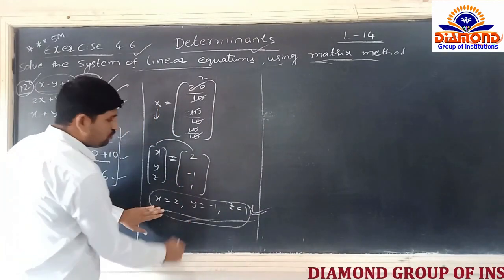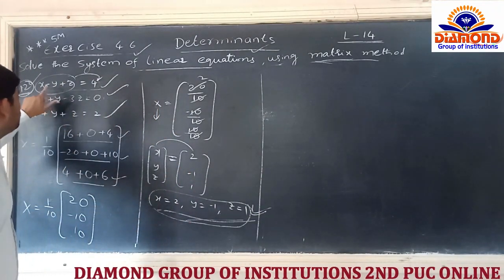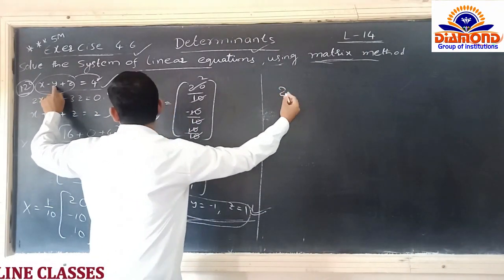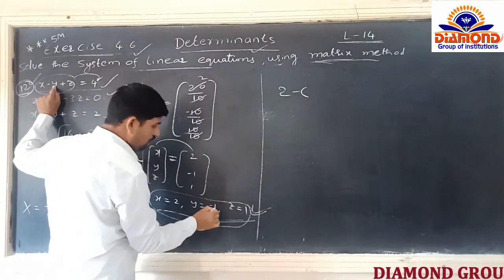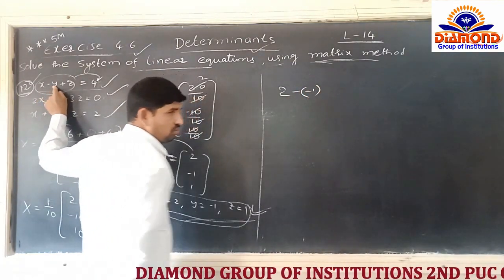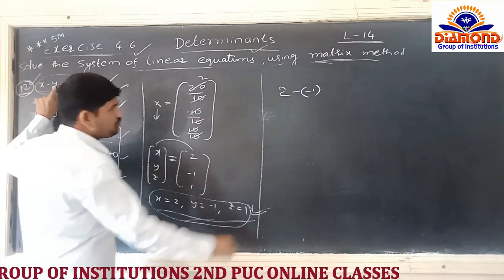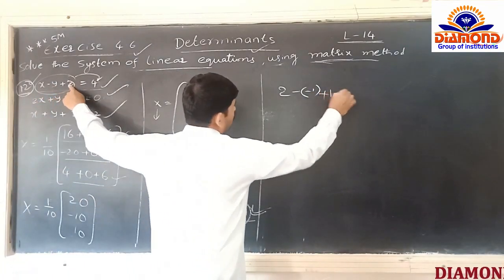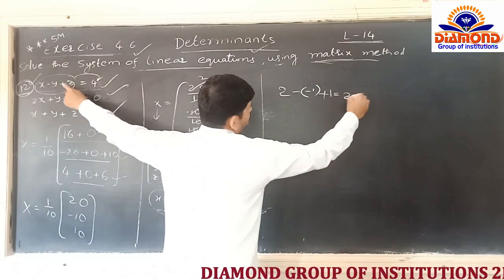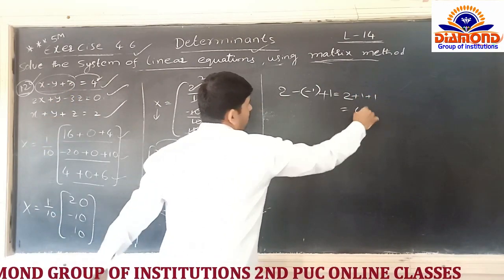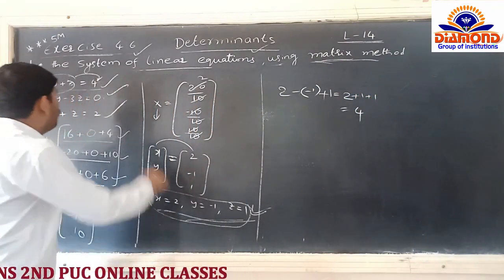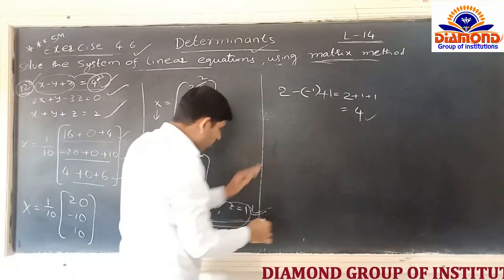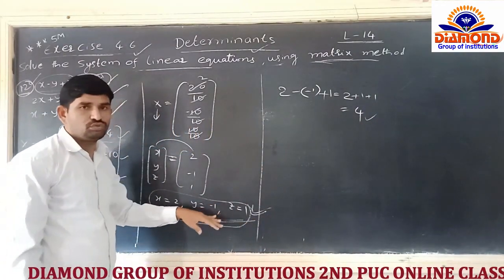I will verify this. Here we are taking the x, y, z values. Now I will put this in the first equation. The x value is 2, and the y value is minus 1, plus I will write here 1. In place of z we write 1. So we get 2 minus into minus plus 1 plus 1. Finally we got the result 4. What is the RHS? RHS is 4. Yes, we can say now our x, y, z values are perfect solutions.